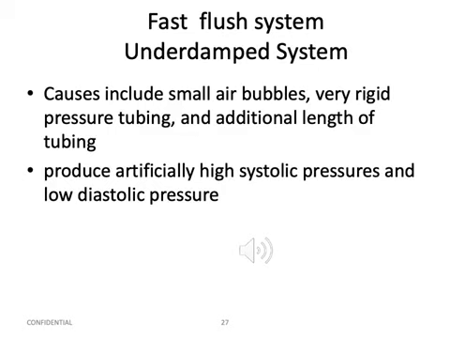والاديشنال length of tubing بنحاول انه to reduce the number of stopcock. هذا بيعطينا again underdamped system. Underdamped system عادة it produces artificially high systolic pressure and low diastolic pressure، يعني بيعطينا اللي هي false reading على high systolic pressure and false reading of low diastolic pressure.